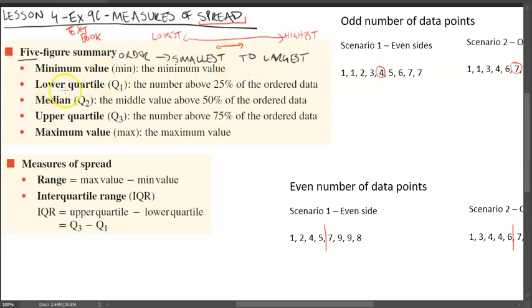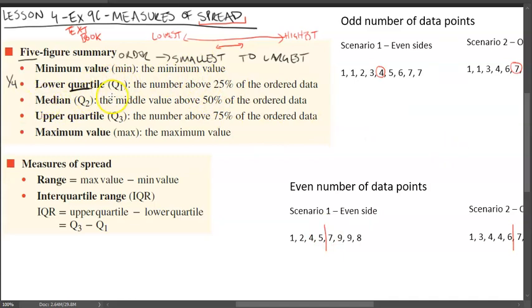The lower quartile, which is also known as Q1. The key word in here is quart. When you think of quart from quartile, you think of quarter. It's the number above 25% of the ordered data. So if I had ordered data and I keep going from the start and I stop at the 25% part, or a quarter from the start, whatever that number is would be considered the lower quartile. Sometimes you can get two numbers, which we'll see in our scenarios. That will be our Q1.